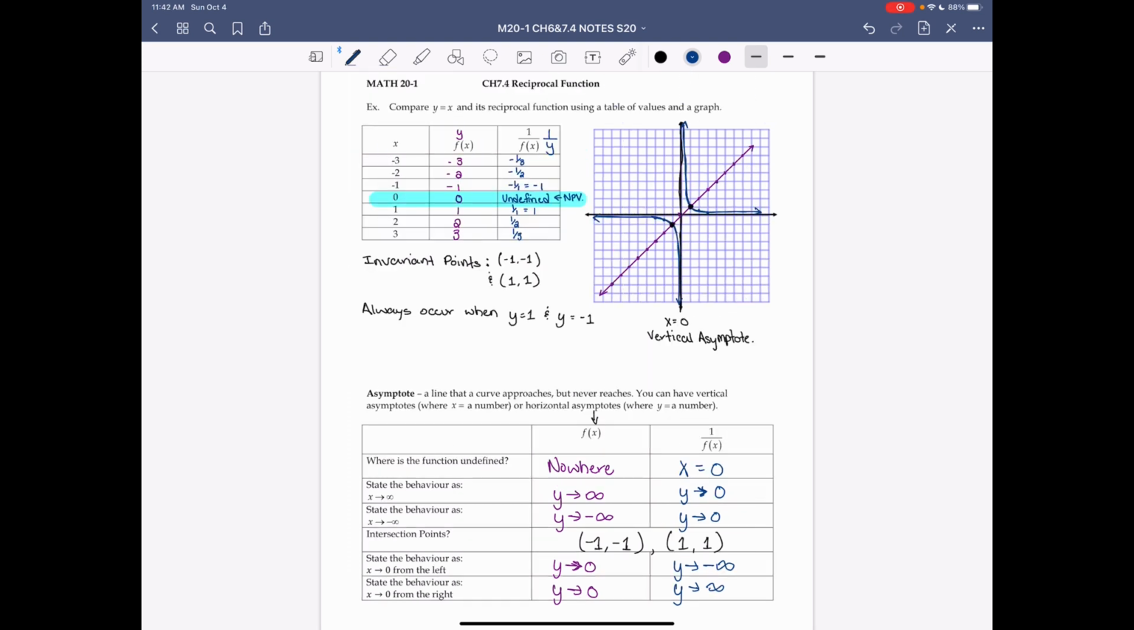So this part here actually tells us that we have a horizontal asymptote at y equals 0. And we can see that on our graph because our two curves get really close to y equals 0, but they don't touch or intersect that line.